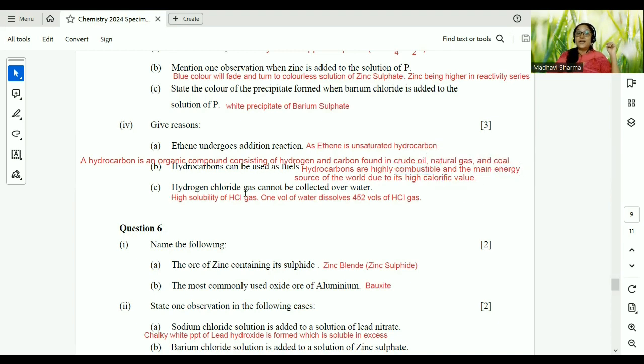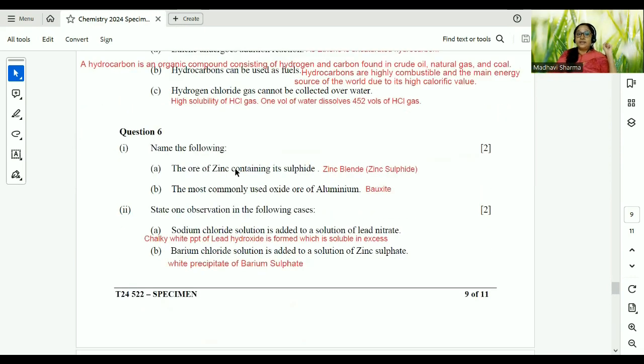Hydrogen chloride gas cannot be collected over water. Reason: high solubility of HCl gas. 1 volume of water dissolves 452 volumes of HCl gas. Name the following. The ore of zinc containing sulfide: zinc blende, ZnS, zinc sulfide. The most commonly used ore of aluminium: bauxite, Al2O3.2H2O.